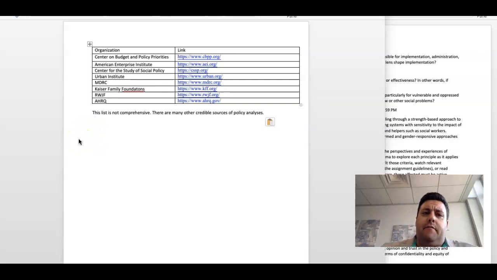Not all policy information makes its way into the scholarly literature. Oftentimes, policy studies are done for policymakers, so they don't necessarily have to be peer reviewed. Although certainly there is information in the peer-reviewed literature that deals with policy information for you to use.